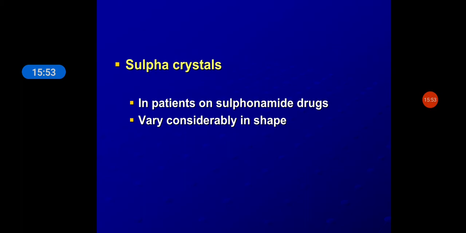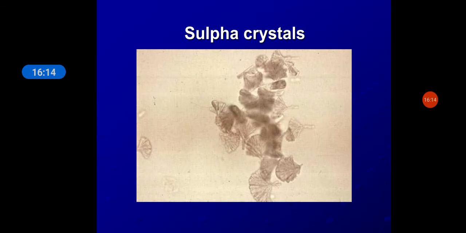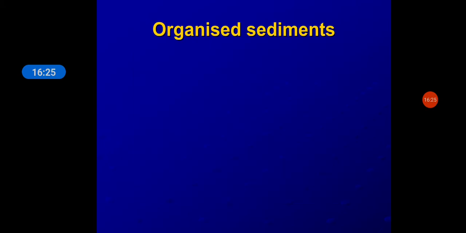When you are taking sulfonamides or any form of sulfur drugs, they can be easily visible in urine. And that's why history is important for us. When you see any form of abnormal crystals in urine, you have to go back and inquire the history. So these are the sulfur crystals, something like fan shaped, or they can be slender or small square shaped, variable actually.